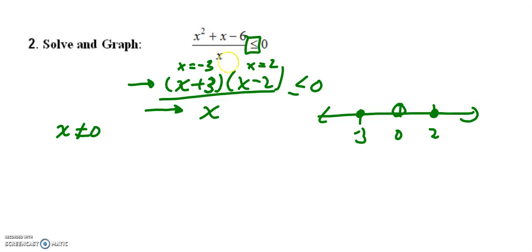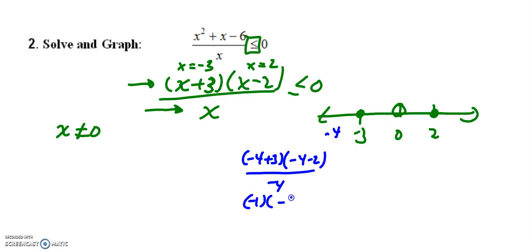We want to see if this number is less than or equal to 0. So again, I'll pick -4 for this first interval. And let me plug it into this one here. So that would be -4 plus 3, -4 minus 2 over -4. So this number is -1. This number is -6 over -4. So that would be -6/4. Is -6/4 less than or equal to 0? Yes, it is.